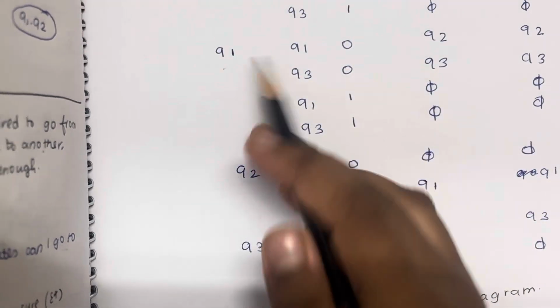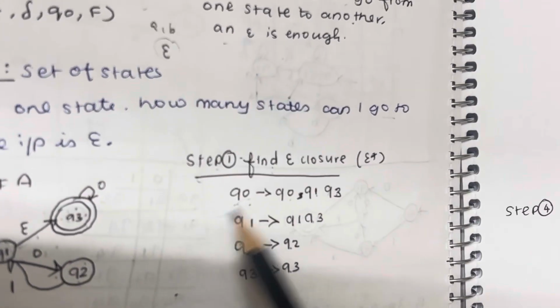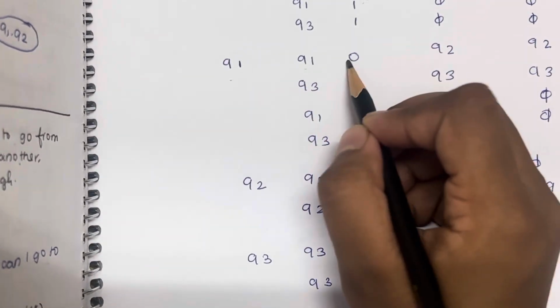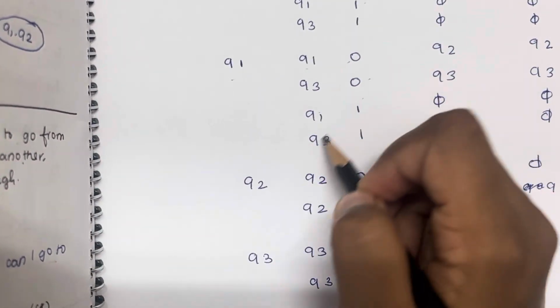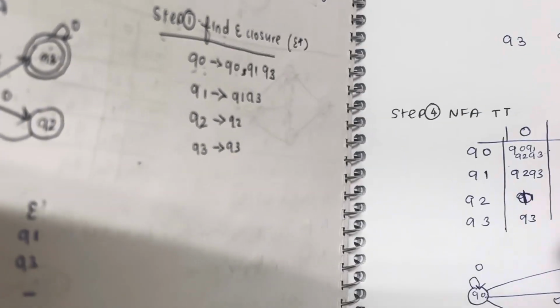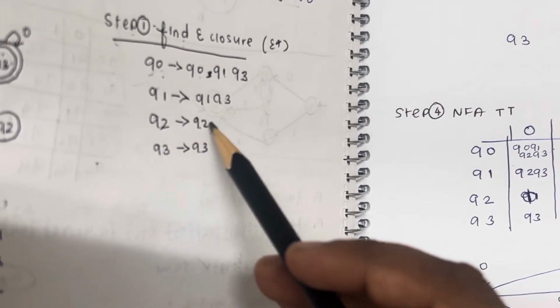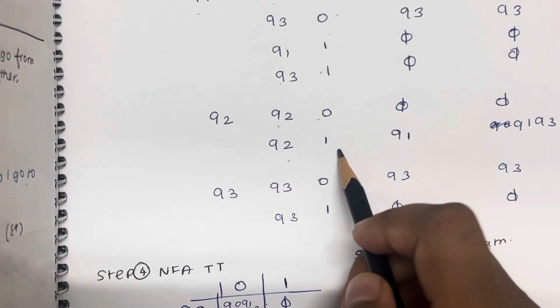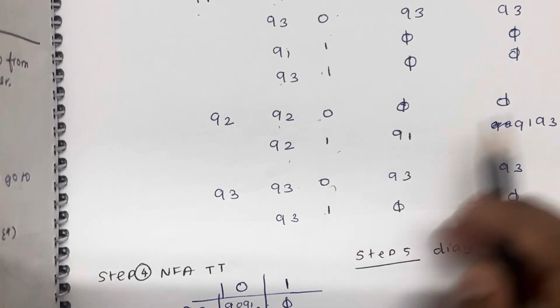So here, the epsilon closure for Q1 is Q1 and Q3. So you're going to write Q1, 0, Q3, 0, Q1, 1, Q3, 0. For Q2 and Q3, the states are Q2 and Q3. So you're going to write Q2, 0, Q2, 1, Q3, 0, Q3, 1.